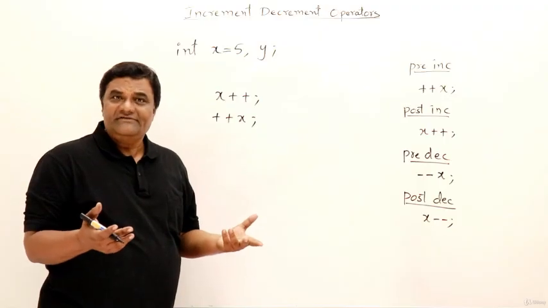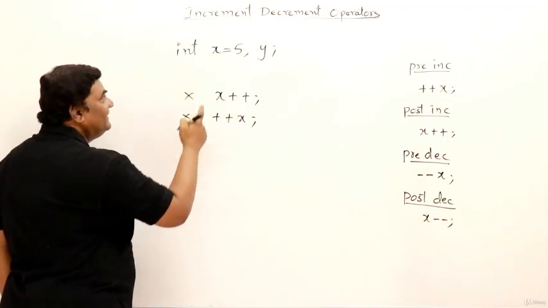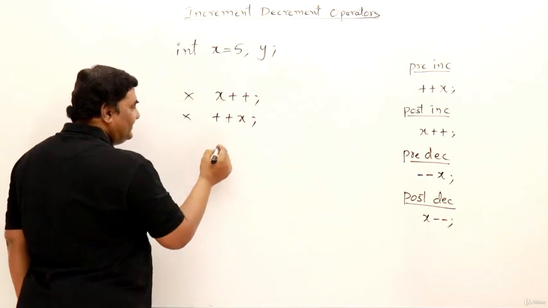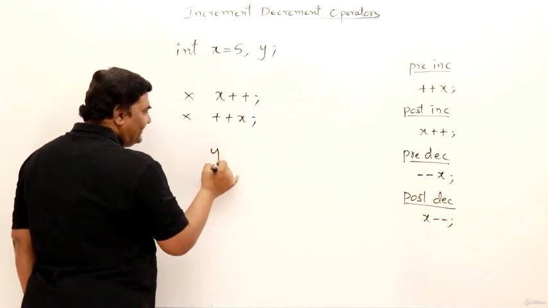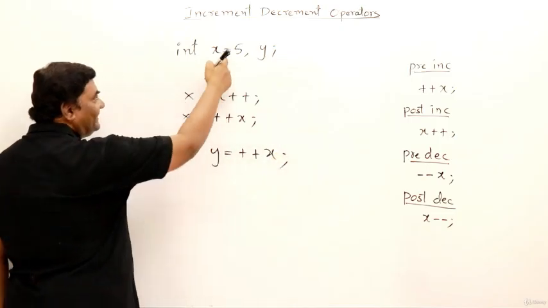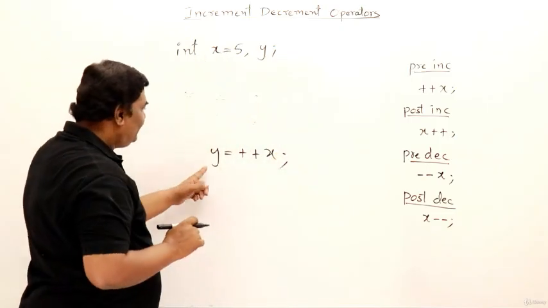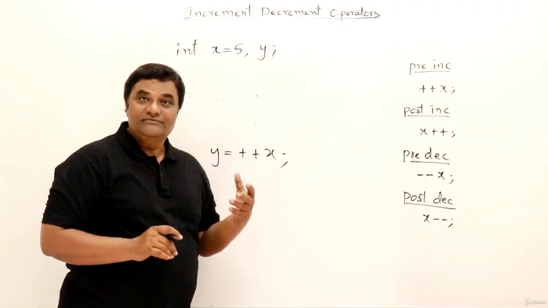Then what is the difference between pre and post? So let us see. Just remove this. Now again, x is 5. So if I say y = ++x, right now x is 5. Okay, assume these are not there. I'll remove them. So y = ++x means what?